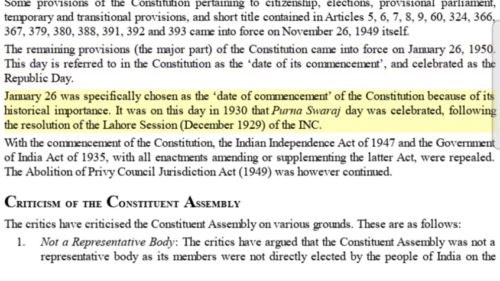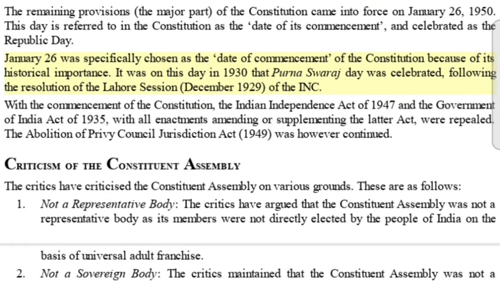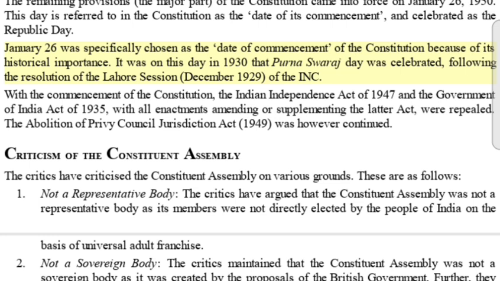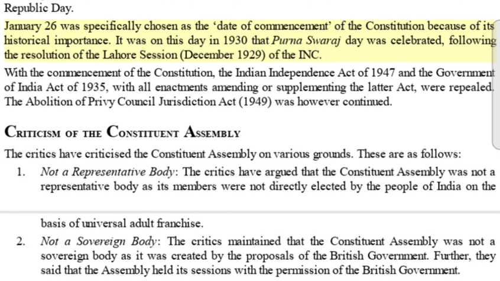January 26 was specifically chosen as the date of commencement of the Constitution because of its historical importance. It was on this day in 1930 that Purna Swaraj Day was celebrated, following the resolution of the Lahore Session, December 1929, of the INC.